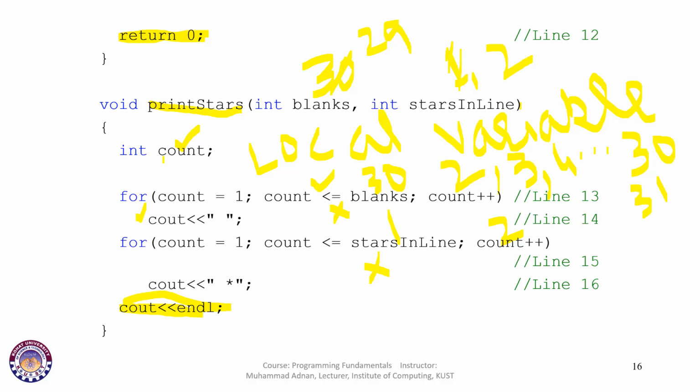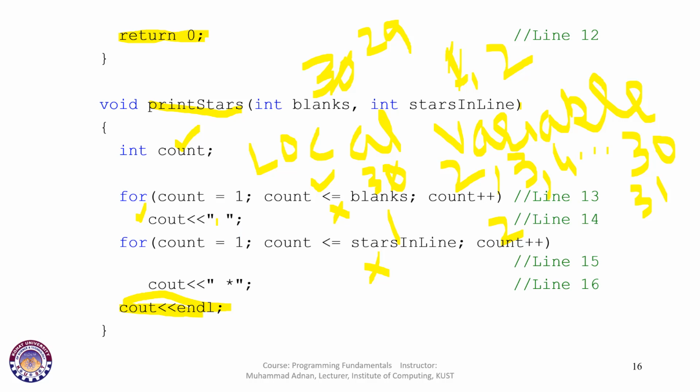So we enter into the body of the print star function. Once again, count will be initialized. Count is declared, then it is initialized to 1. Count is less than, yes, it is less than 29. So we print this blank space, increment the count, and we keep on printing this blank space. But remember that blank in this case is not 30, it is 29.